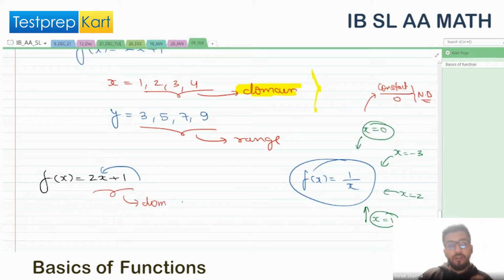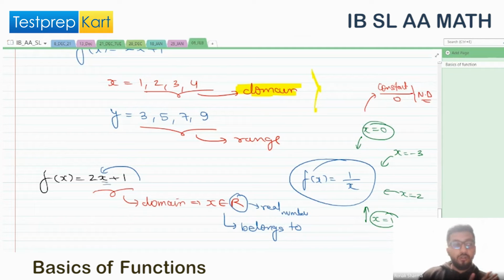Domain will be simply all real values. And we write it like this. See, this sign is nothing but a Greek symbol, Greek notation, and this simply means belongs to. And R represents what? Real numbers. So we can put any real value of x: root 2, negative root 2, 100 by 99, minus 100, 1000, 10,000, 1 million, 1 billion, it can be anything, because no value of x is going to create any trouble here. Getting my point? Okay.